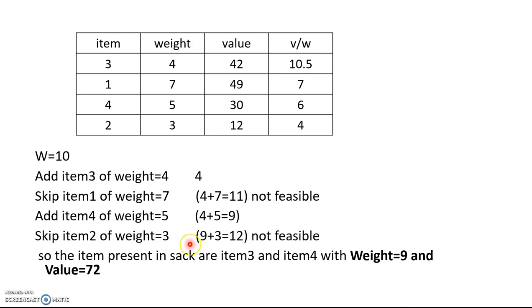Now I am checking what are the items present in my sack. The items present in my sack are item 3 and item 4 with the weight 4 plus 5, 9, and a profit value of 42 plus 30, which is 72. So this is the optimal solution for the knapsack problem. I can put items 3 and 4 with total weight 9, which satisfies the constraint because it is within the capacity of my sack, and the total profit is 72.